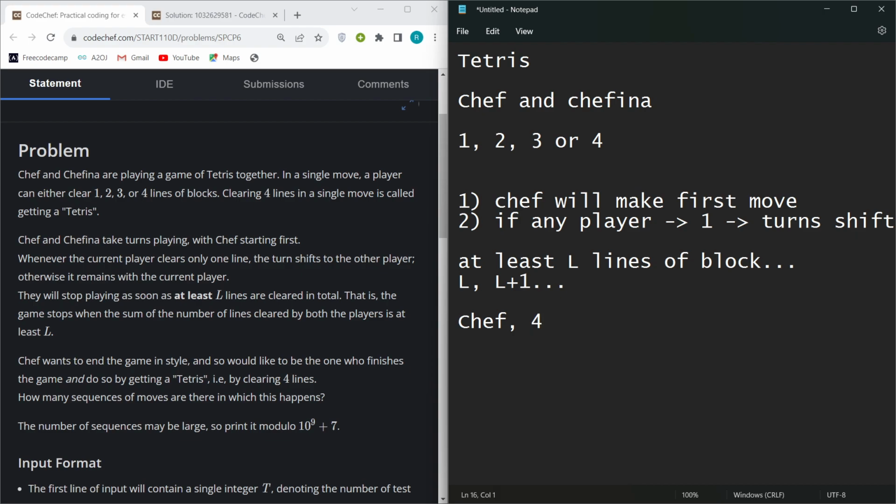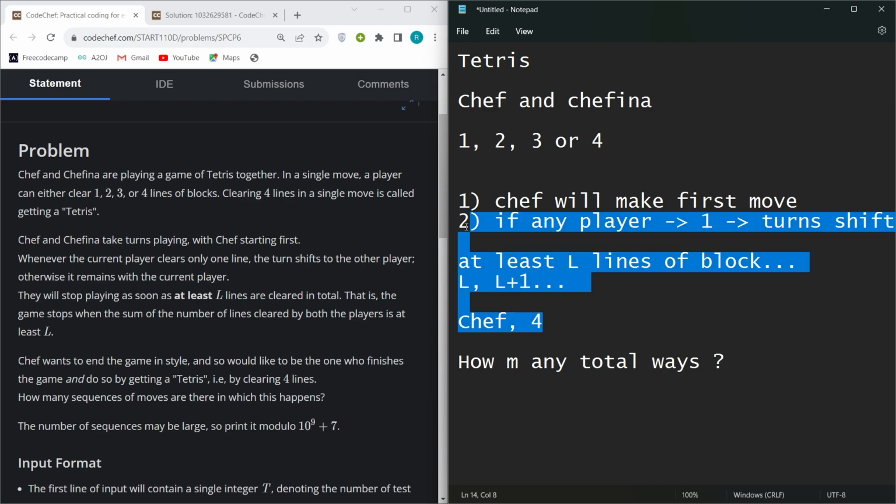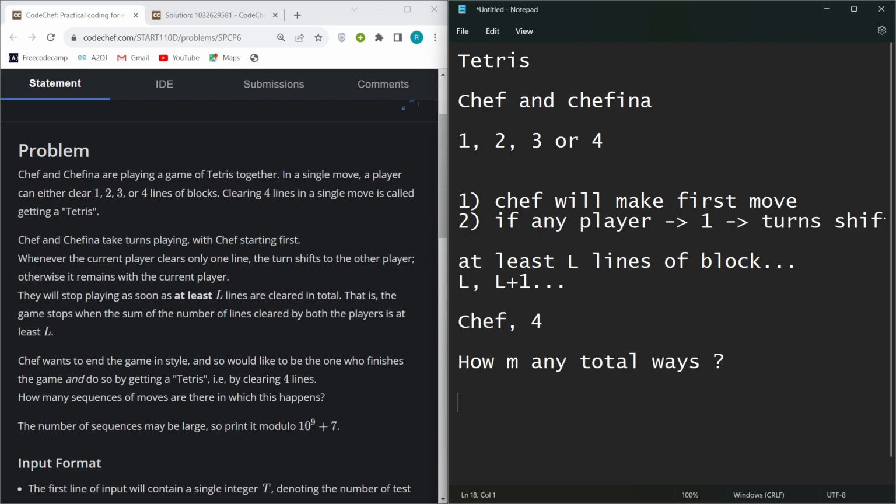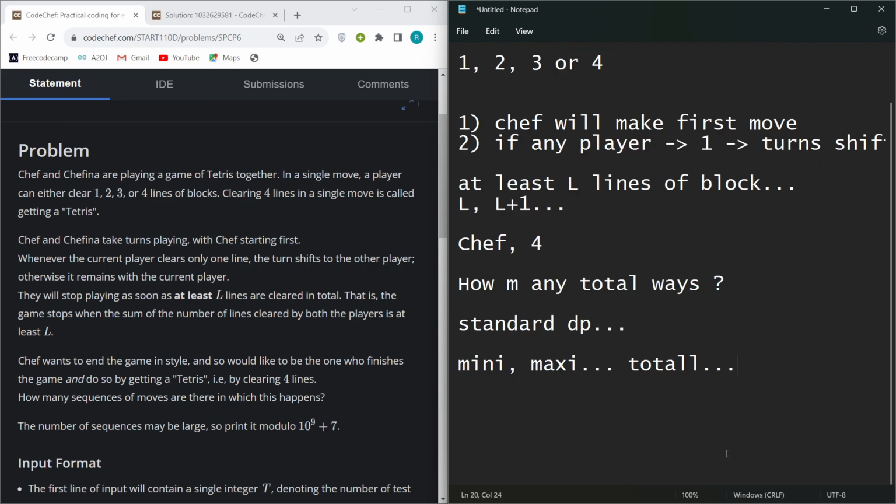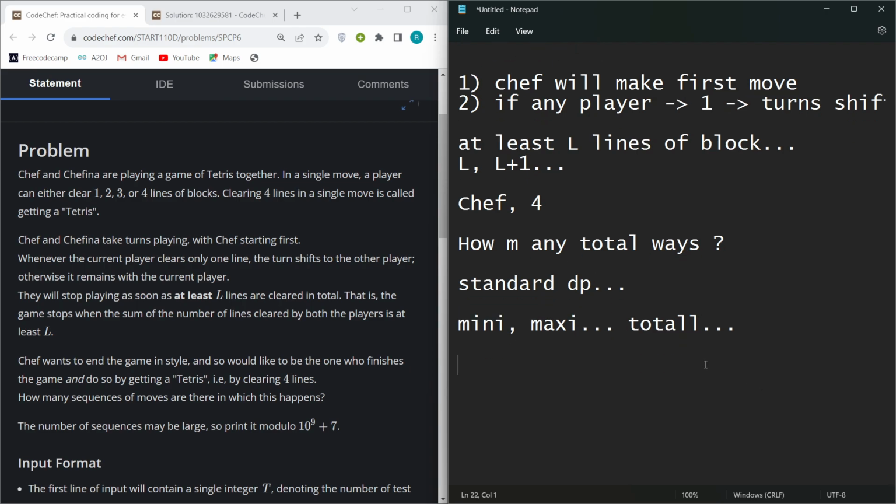At the end, you just have to find out how many total ways there are such that this is satisfied. If you have any idea about dynamic programming, then you can clearly recognize that this is a standard DP problem. How do you recognize it? If it asks to calculate the minimum number of moves, maximum number of moves, or total number of ways, then it's a standard dynamic programming problem. So we will approach it with dynamic programming.